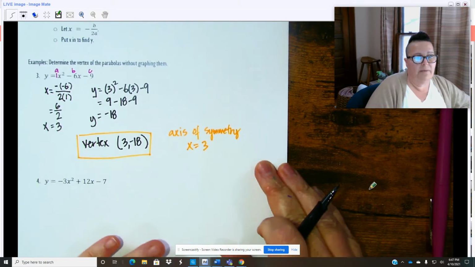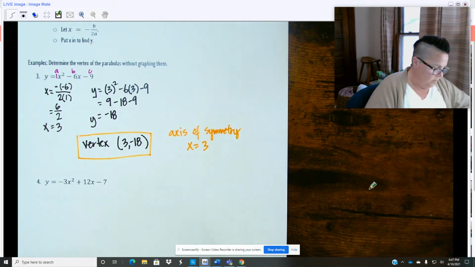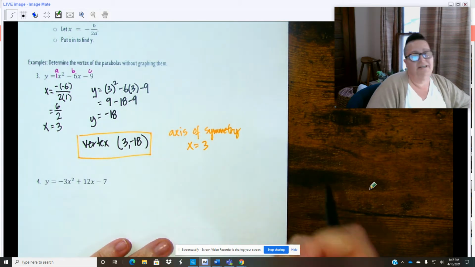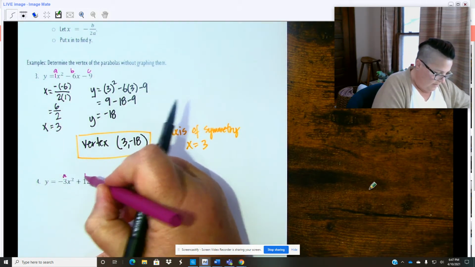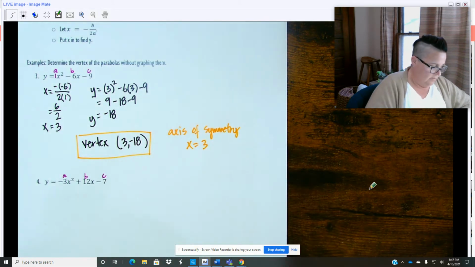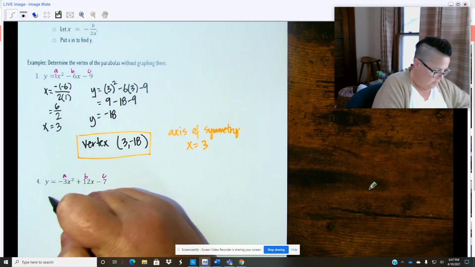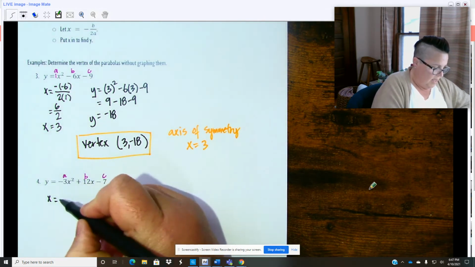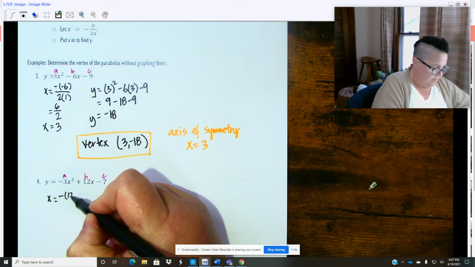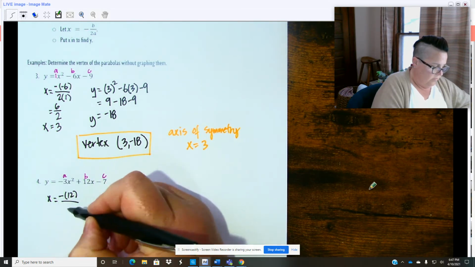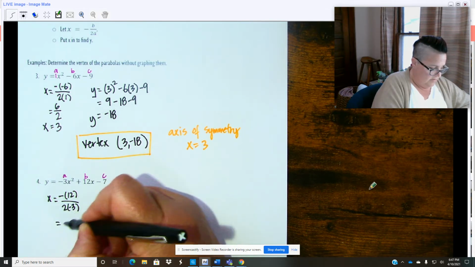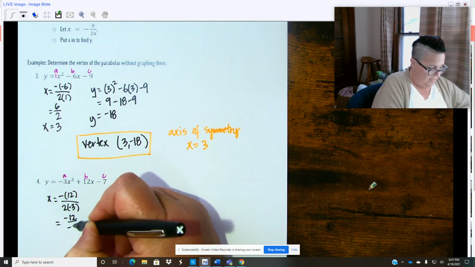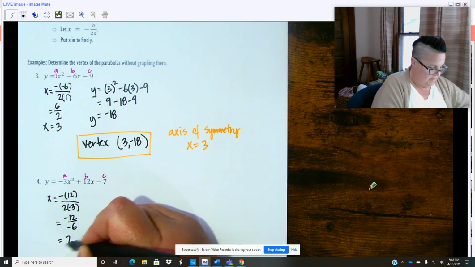All right, what about number 4? For number 4, we need to determine our A, B, and C first. I'll do that first this time. So this is our A, this is our B, and this is our C. So x is going to be the opposite of b, so the opposite of 12, over 2 times a negative 3. So that's going to give me a negative 12 over a negative 6. That's going to be 2.